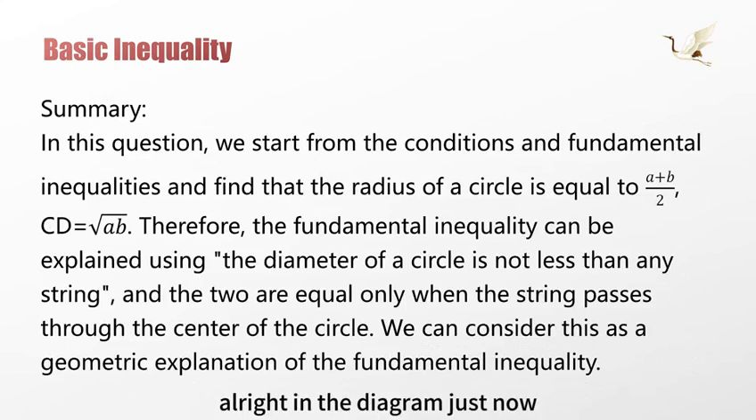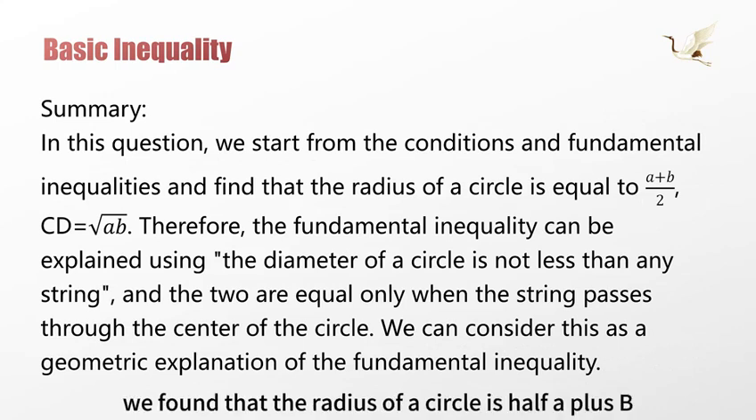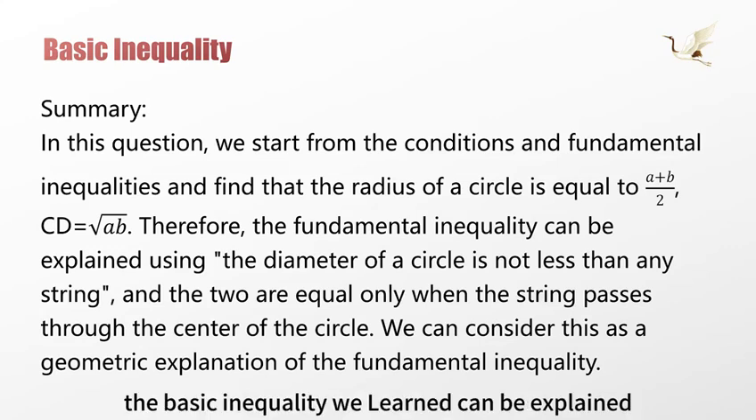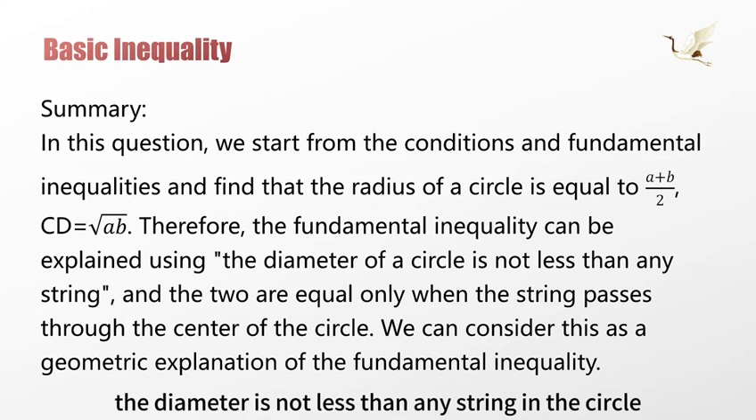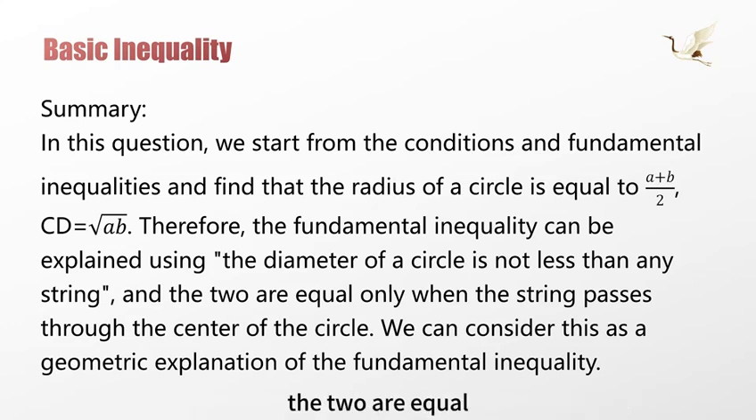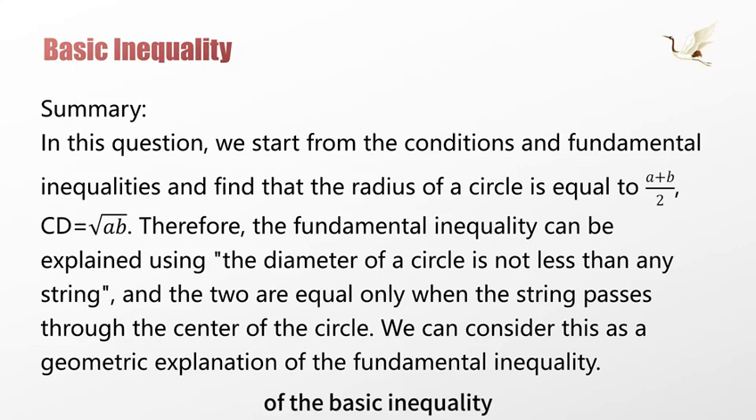Alright, in the diagram just now, starting from the conditions and basic inequalities, we found that the radius of the circle is half of a plus b, and CD is equal to the square root of ab. Therefore, the basic inequality we learned can be explained by the phrase: the diameter is not less than any chord in the circle. If and only if the chord passes through the center of the circle, the two are equal. We can consider this as the geometric explanation of the basic inequality.